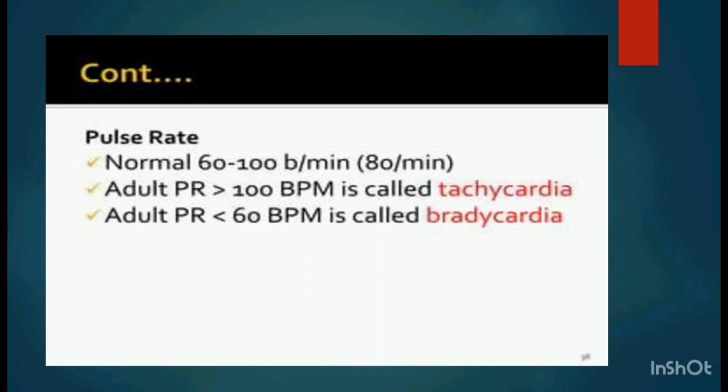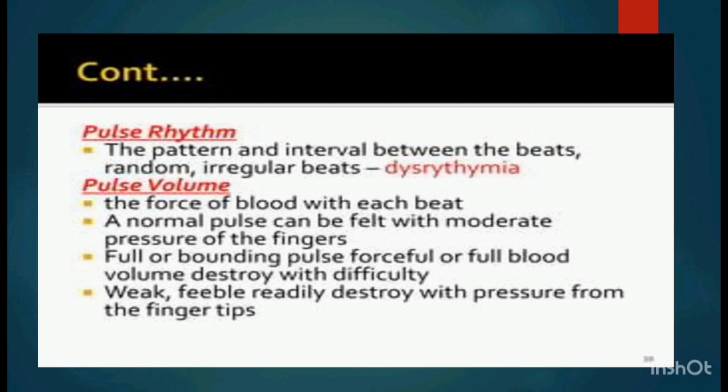In adults, a pulse rate of more than 100 beats per minute is called tachycardia, and less than 60 beats per minute is called bradycardia. Pulse rhythm is the pattern and interval between the beats. Irregular beats are called dysrhythmia. Pulse volume is the force of blood with each beat. A normal pulse can be felt with moderate pressure of the fingers. Full or bounding pulse is forceful, with full blood volume, and is obliterated with difficulty. Weak, feeble pulse is rapidly obliterated with pressure from the fingertips.